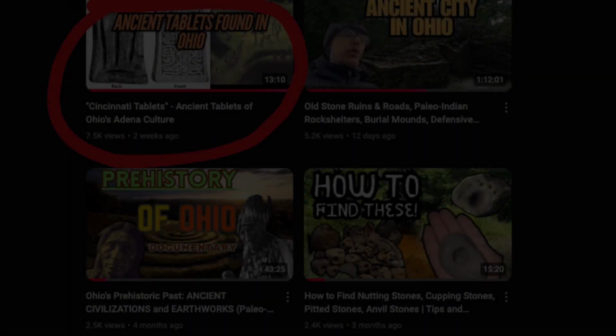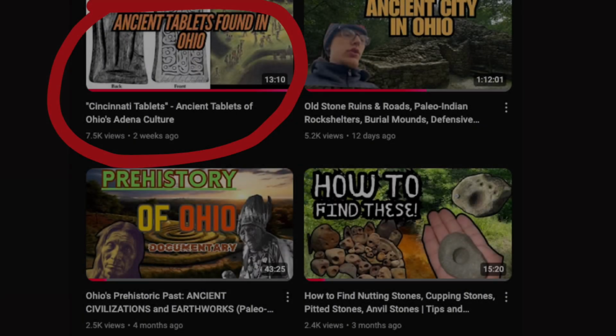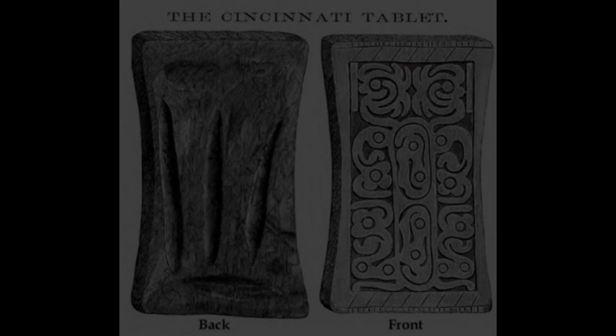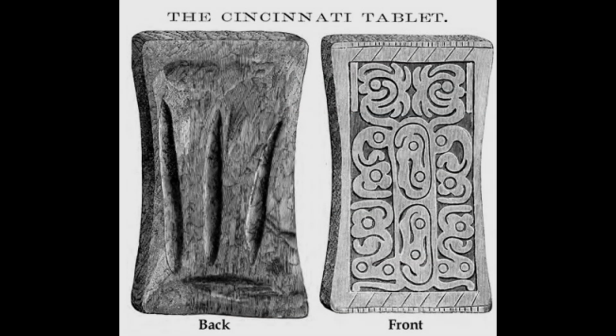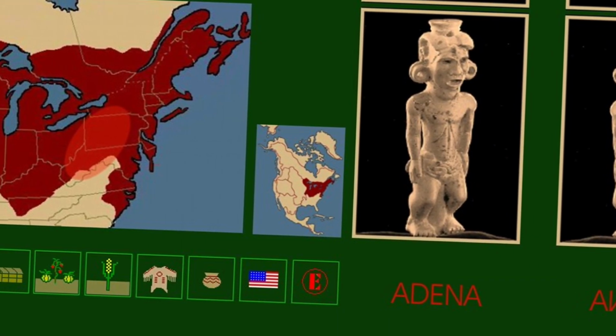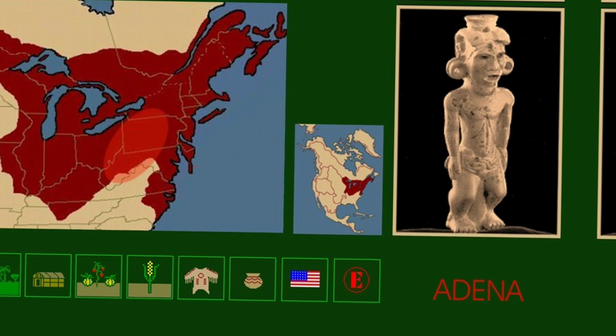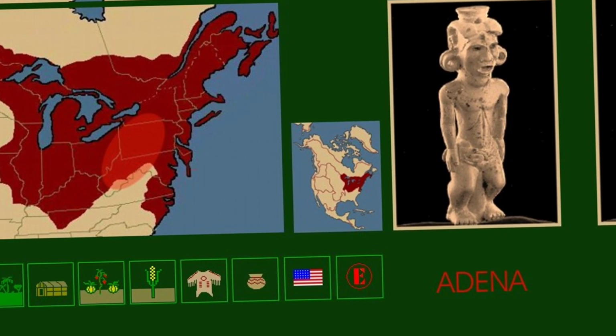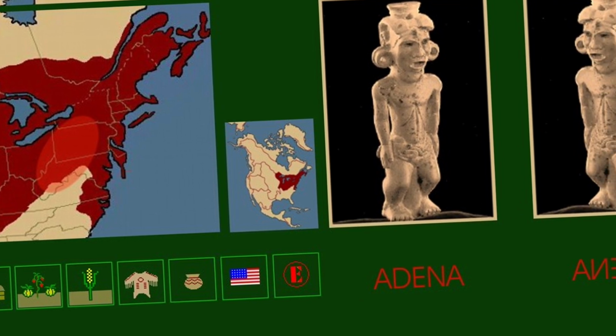So I covered a video that discussed one of the most, in my opinion, most interesting prehistoric artifacts ever uncovered in the state of Ohio. This artifact is known as the Cincinnati Tablets. The Cincinnati Tablets were believed to be created by the Adena culture, a society that thrived in the region upwards of 2,000 years ago. Now, this in and of itself is a pretty debated topic.